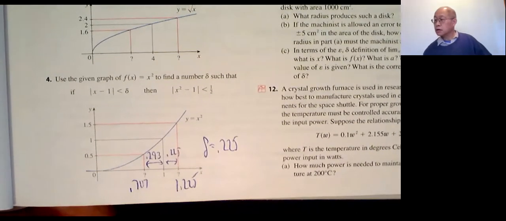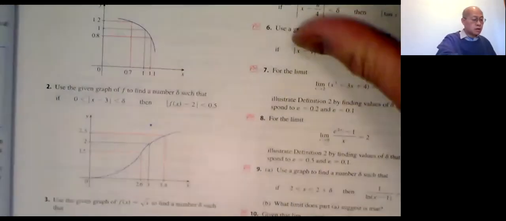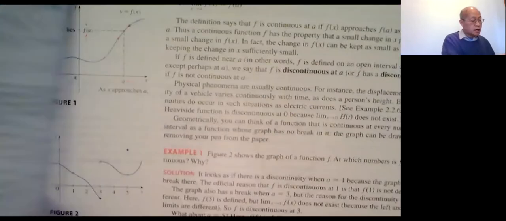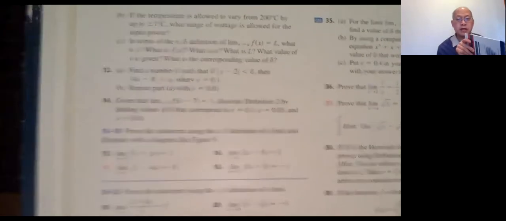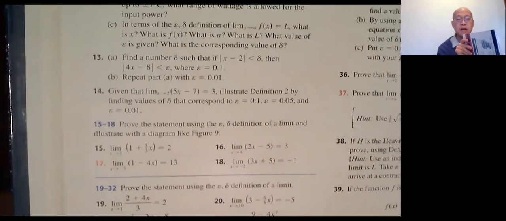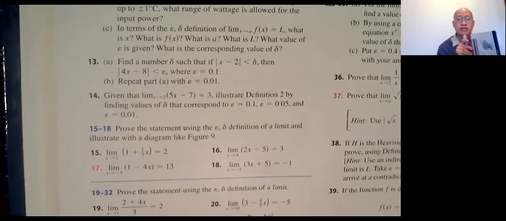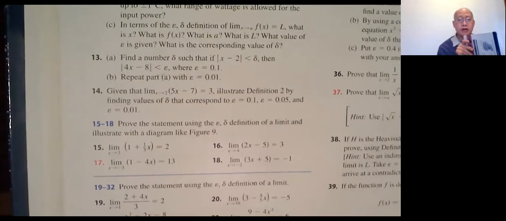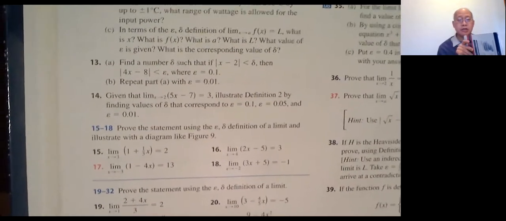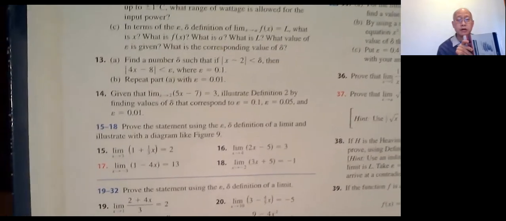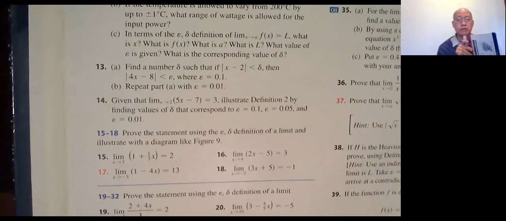All right, so that's the basic idea behind those. Now, setting you up with the beginning of a proof type of problem. Problem 13: Find a number delta such that if the absolute value of x minus 2 is less than delta, then the absolute value of 4x minus 8 is less than epsilon, where epsilon is 0.1. Repeat where epsilon is 0.01.